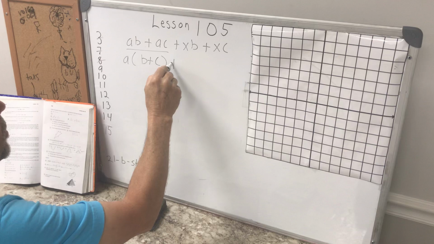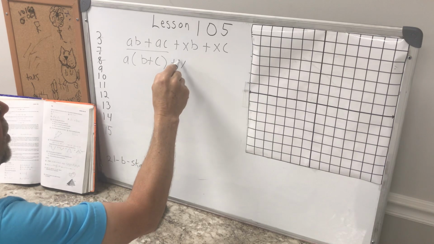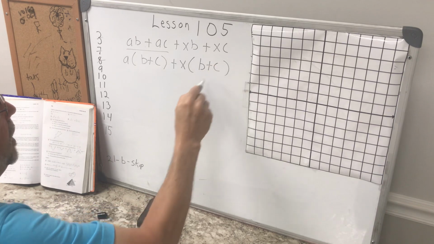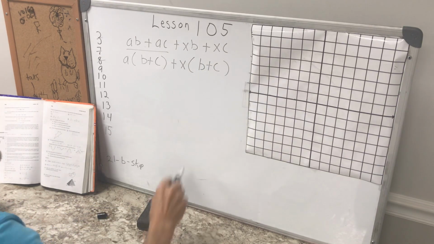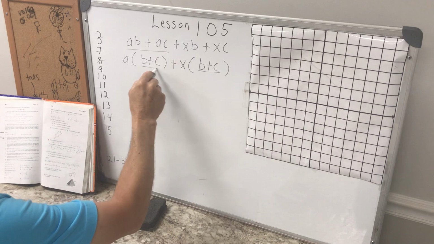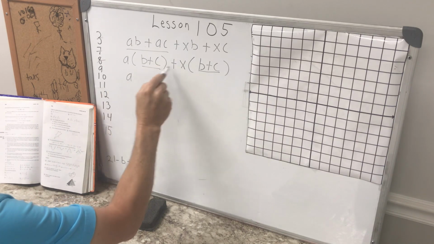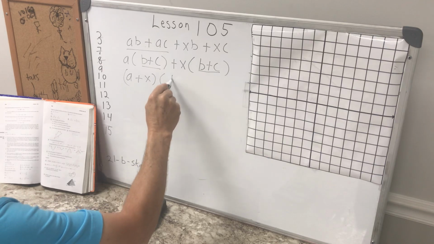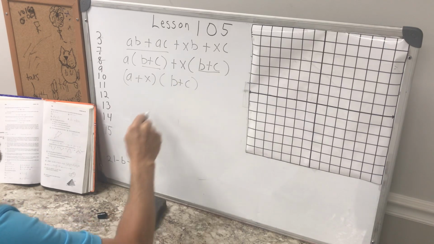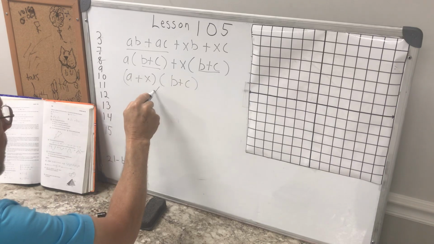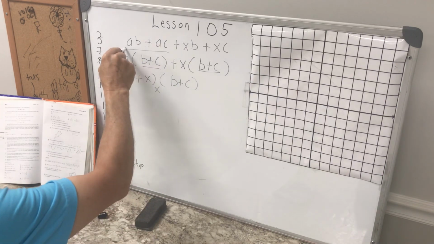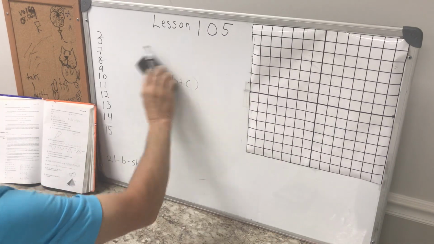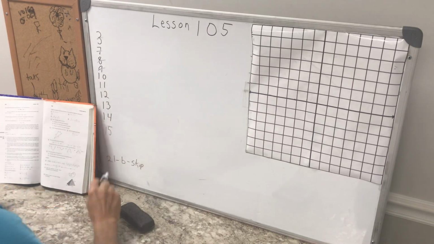So here we go, plus, what can we factor out? An x, and we have a b plus c left. This is the same, and this is the same. Now we go a plus x, and we have the b plus c. Multiply this back times each other, and we would come up with the original. Yes, having fun here now. That was number 9.